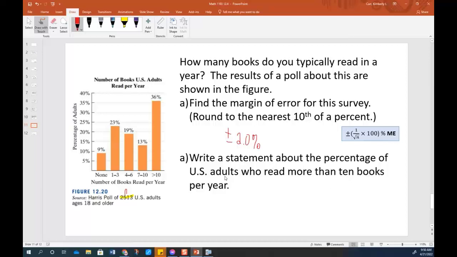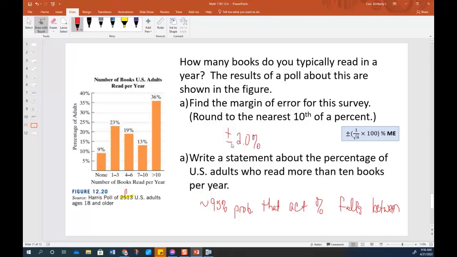Now write a statement about the percentage of U.S. adults who read more than 10 books a year. So I'm going to write part of this. I'm not going to write all the words. It's just so many. We're going to say that about 95% probability that the actual percentage falls between, or lies between, however you want to say that.